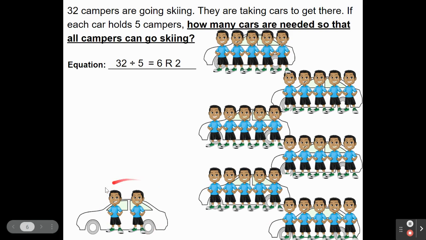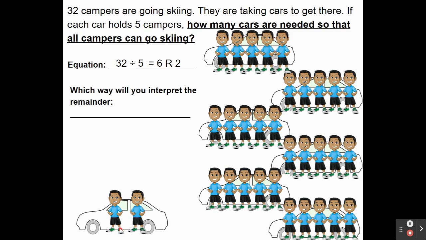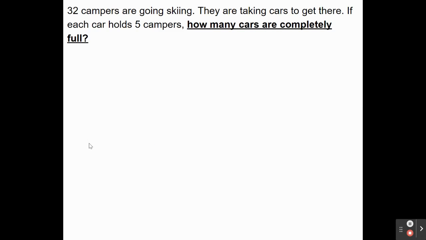We need a seventh car in order for all the campers to go skiing. So since we need a seventh car, let's look at our quotient. We need to add one more car to the 6 cars we have so that these 2 campers can still go skiing. So we're going to add 1 to the quotient, meaning we're going to need 7 cars so everyone can go skiing. Let's answer this last question.